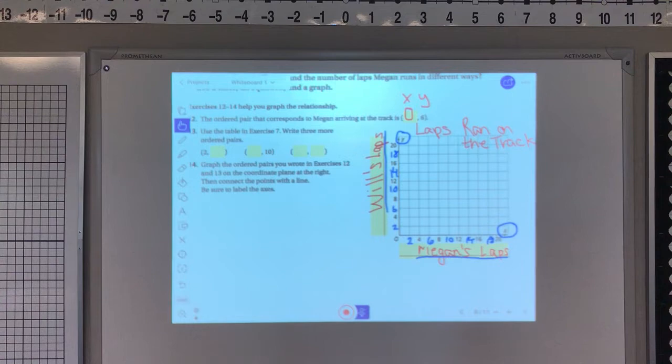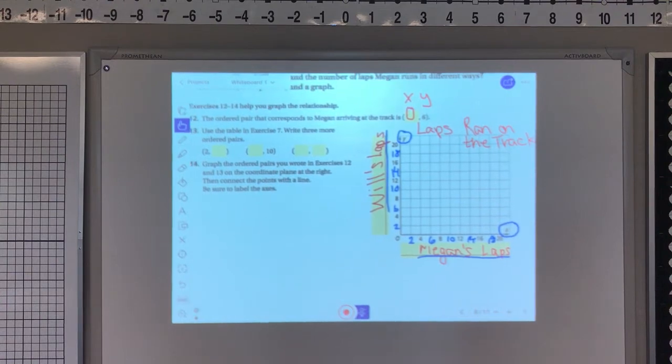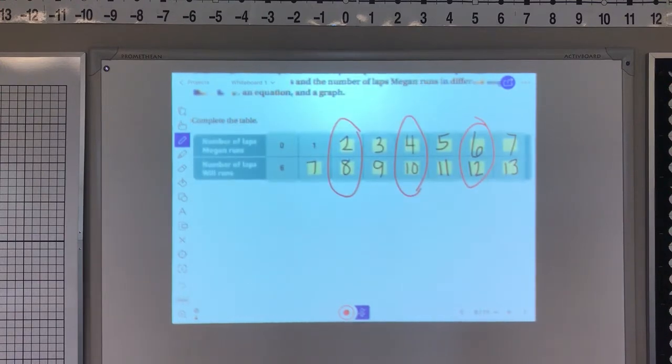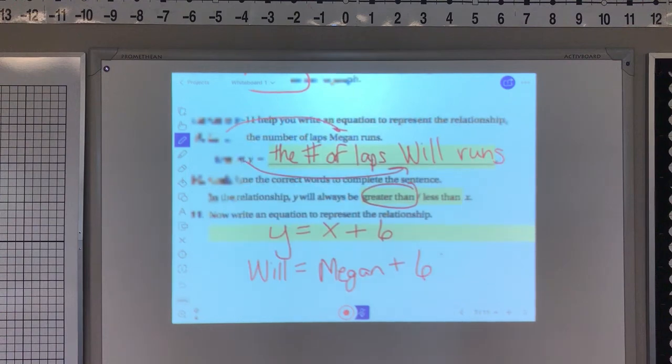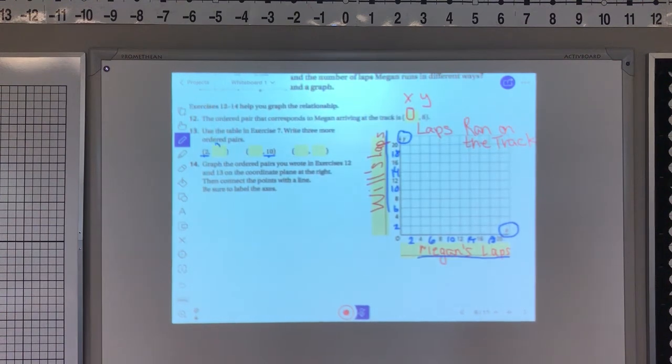So the next thing it tells us is to use the table from exercise 7 to write 3 or more ordered pairs. And it wants us to use the one where Megan ran 2 laps, which we can tell right here, where the first thing is 2, and the one where Will has ran 10 laps. So we look, and then we get to pick a third one. So if we look back at this table that we did, this one is where Megan ran 2. Here we have where Will ran 10, and I'm going to pick the 6, 12 for the last one. So it's 2 and 8, 4 and 10, 6 and 12.